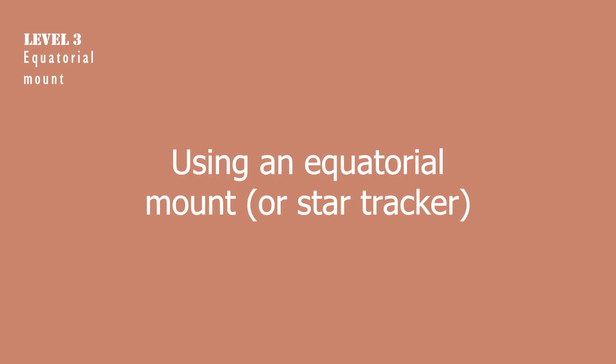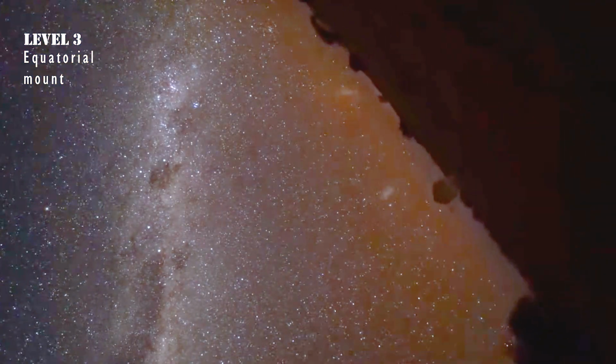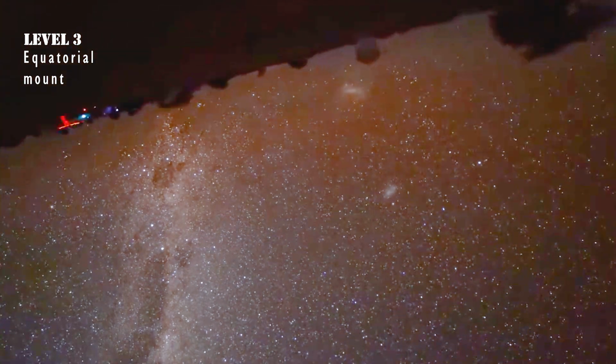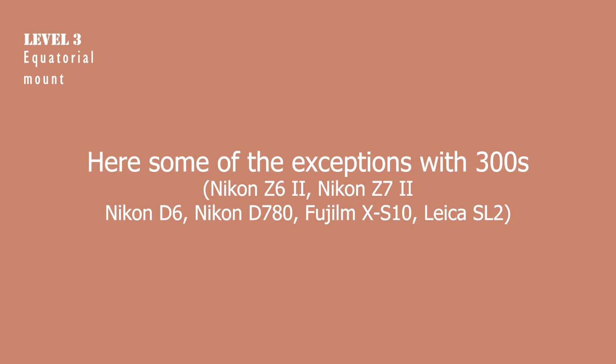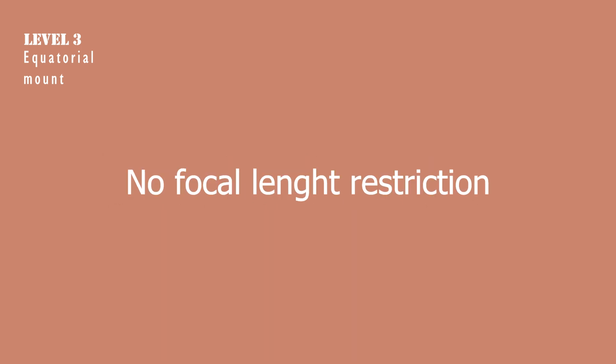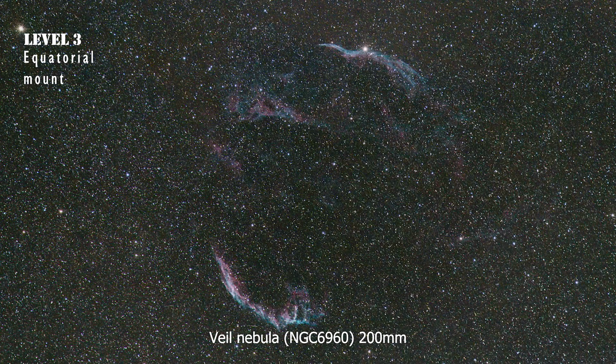Using an equatorial mount. If you want long exposures, more stars and better sharpness, an equatorial mount is all you need. It works by compensating for the rotation of the Earth, avoiding stars from trailing even during long exposures, starting from 30 seconds or even much longer, depending on your alignment. That means you don't need high ISO settings anymore, which helps to reduce noise and gives you much cleaner images. It's important to know that most cameras' maximum exposure time is 30 seconds, so to do longer exposures, you will need an external intervalometer. And now, the focal length is not an obstacle anymore, allowing you to shoot fainter objects with more detail.